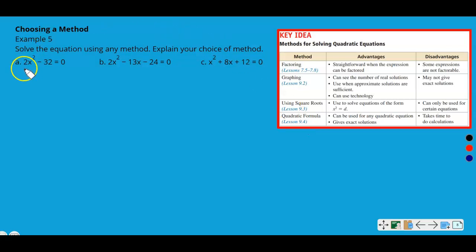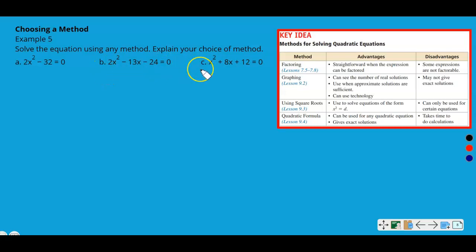If you look at part A, 2x squared minus 32 equals 0, this one doesn't have a linear term. You could quickly add 32, divide by 2, and take the square root of both sides. So when you look down through here, you could say that using square roots is the most effective method for part A. For part B, you can multiply 2 times negative 24 and get negative 48. This may factor, but probably wouldn't be any quicker than using the quadratic formula.